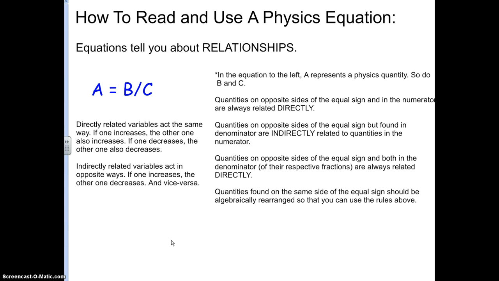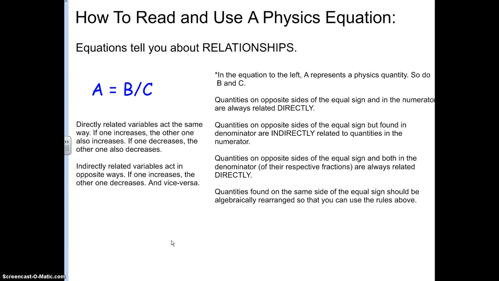So A is really A over 1, it's in the numerator, and B is in the numerator over C, which is in the denominator. So since A and B are separated by an equal sign, and they're both in the numerator, they're going to be directly related every time. Equally, if they were both in the denominator, they would be directly related as well. And what do we mean by directly related?